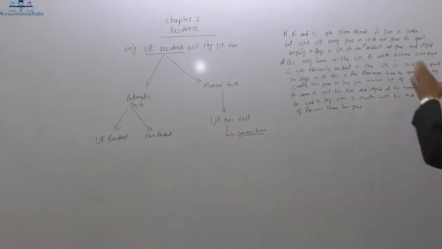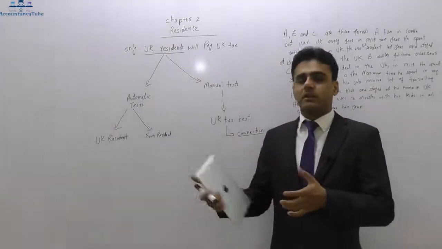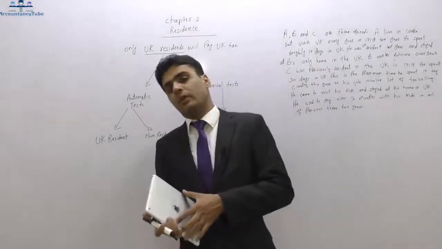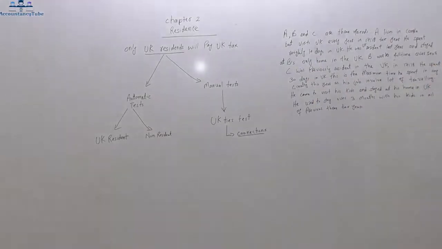Now if we look at the information about A, he lives in Canada, so he lives overseas. Whenever it says overseas in the notes, overseas means outside the UK. For this chapter and for this paper overall, just consider yourself present in the UK. So whenever the word says overseas, it means outside the UK, because you are currently living or staying in the UK. So overseas always means outside the UK. A lives in Canada, which is overseas, but visits the UK every year. So he comes to the UK every year. In the 17-18 tax year, he spent roughly 10 days in the UK.